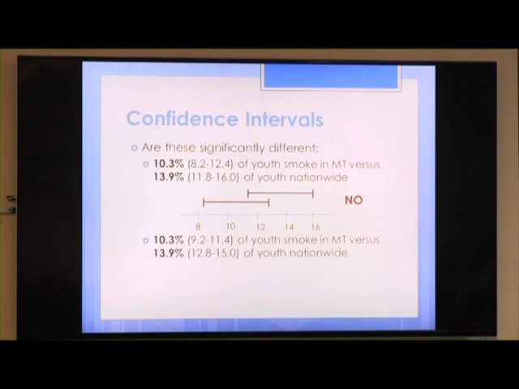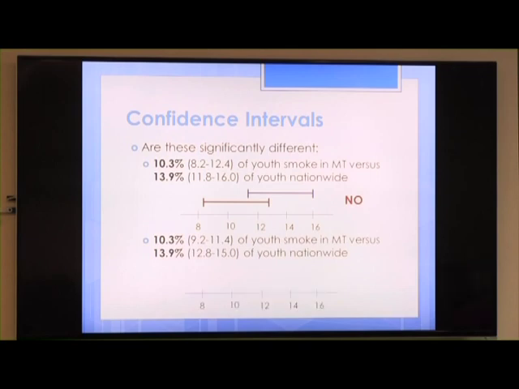So then how about this? Same two estimates, right? 10.3% of youth smoke in Montana versus 13.9% of youth nationwide. So these samples must have been bigger, right? They either had a bigger sample size or a better sampling strategy, because their confidence intervals are smaller, meaning that they have more certainty about their estimate.